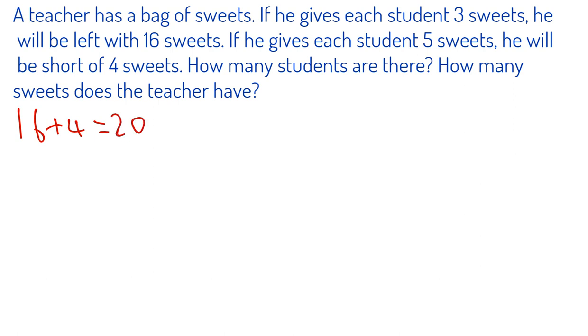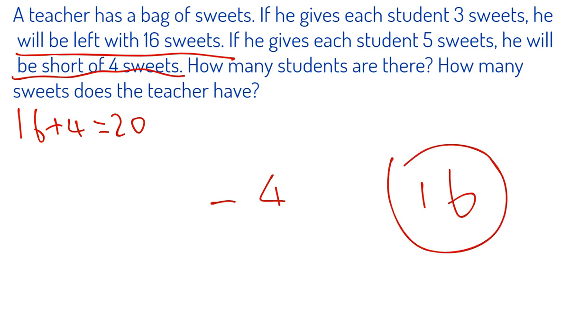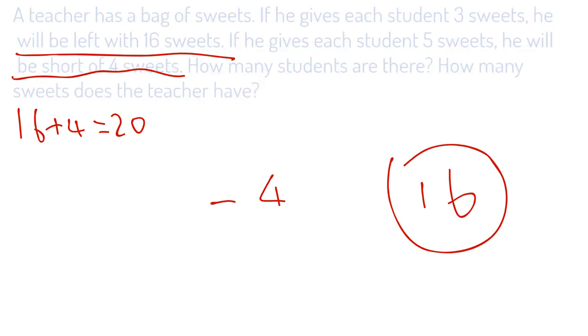Okay, so why? Because it said in the second situation, the teacher will be short of 4 sweets, and in the first situation, he will be left with 16 sweets. So if we write it in numbers, we get negative 4 and 16. This one is positive. So the difference between negative 4 and 16 is 20. So the total difference is 20.